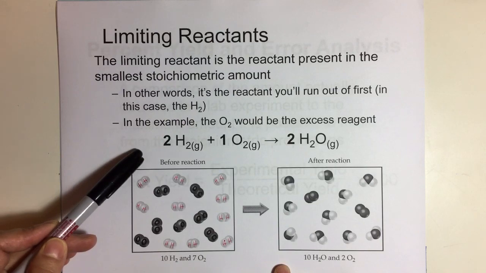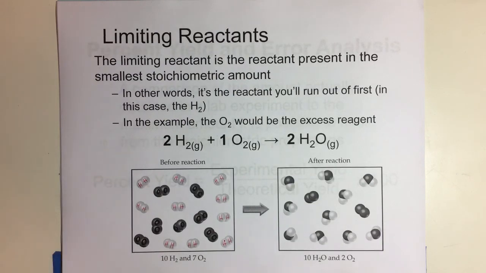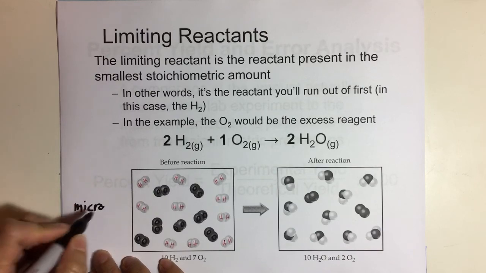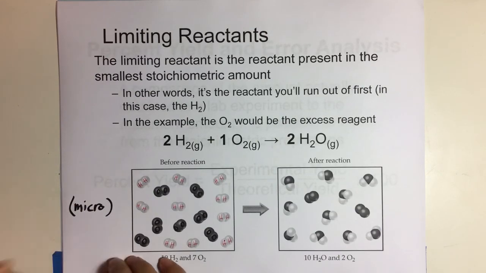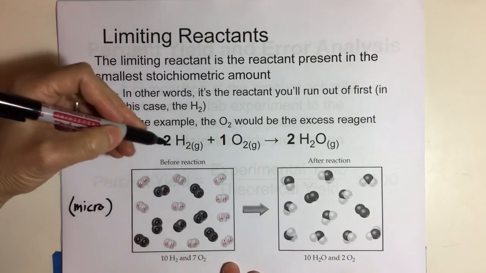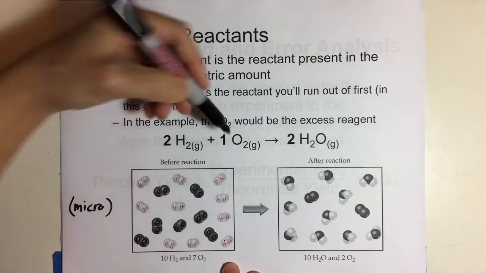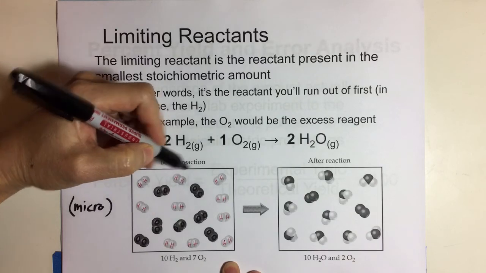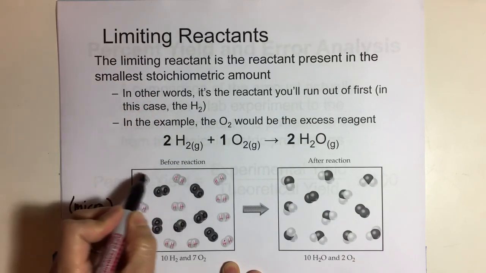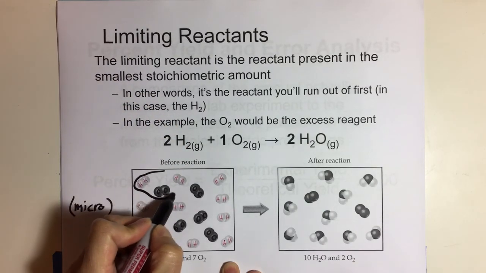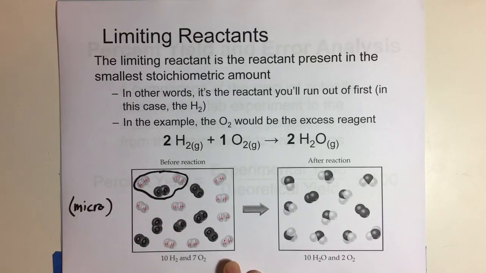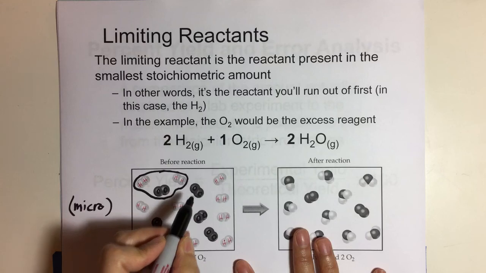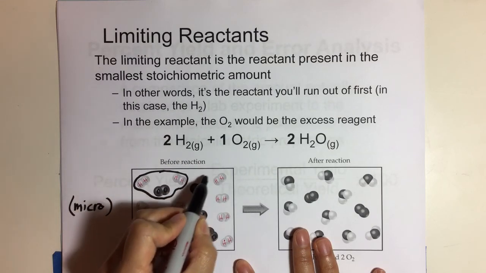This is on a micro scale, so we're looking at things on a micro scale. So I'm going to write that in, micro scale, okay? On a micro scale, for every 2 molecules of hydrogen, you need 1 molecule of oxygen. So I'll group them here. Here's one grouping. You'll make 2 water molecules for every 2 hydrogen to every 1 oxygen.